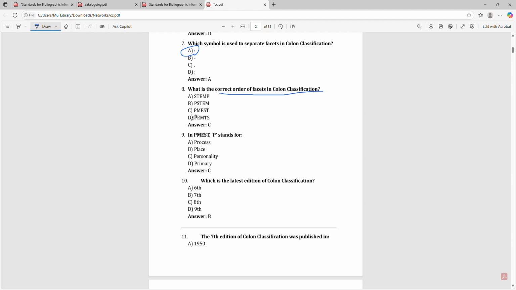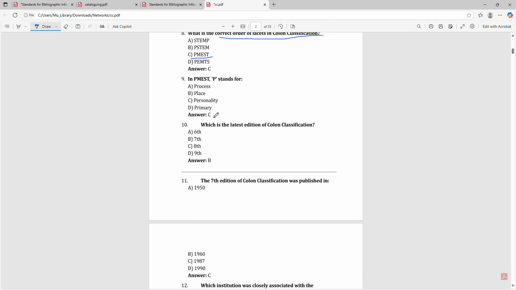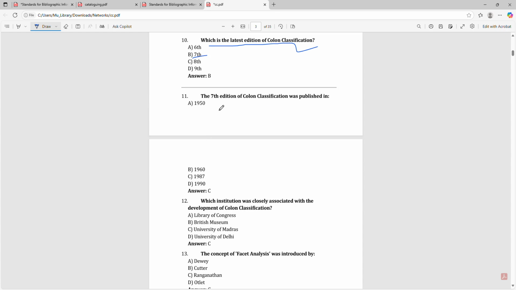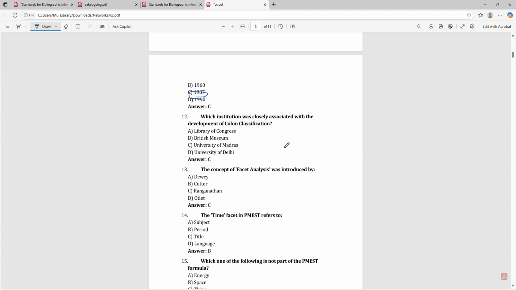What is the correct order of facets in CC? That is PMEST. In PMEST, P stands for personality. Which is the latest edition of colon classification? That is seventh edition. The seventh edition of CC was published in 1987.